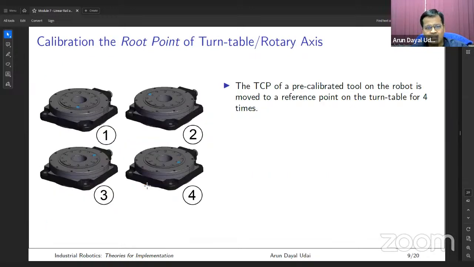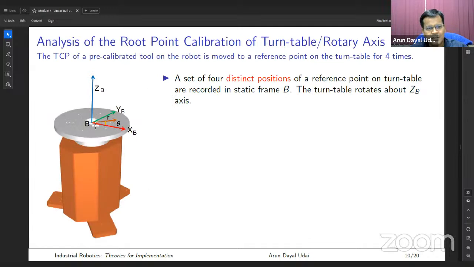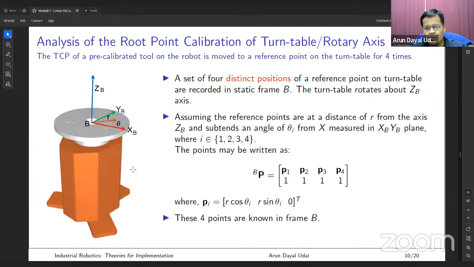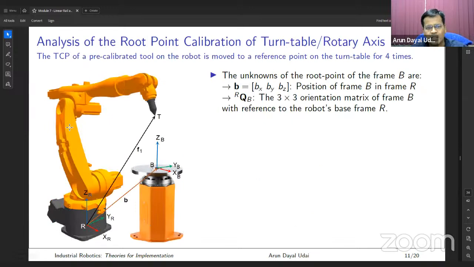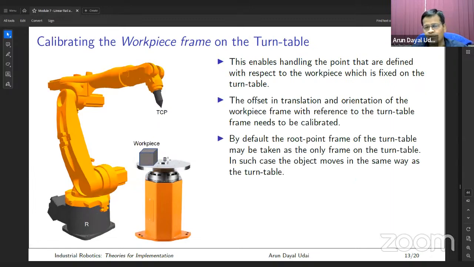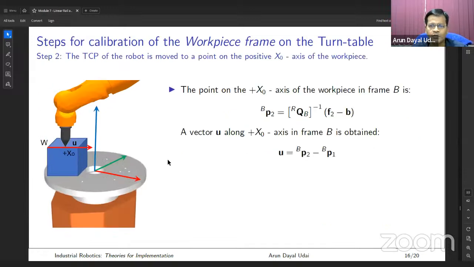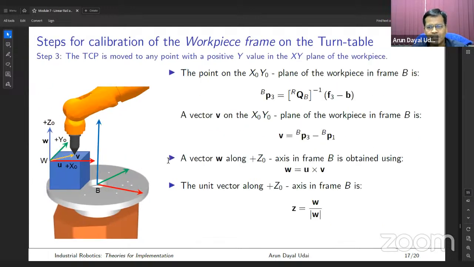This kind of mathematics is covered here. These are the 4 points where they will make you touch, and then this is the frame which is going to be identified with respect to your robot frame. This is again a new takeaway of this course, where you will learn how to calibrate such an external reference frame. Again, you have a workpiece, and the workpiece frame also has to be found out. So how do you do that? These are takeaways which should excite you.